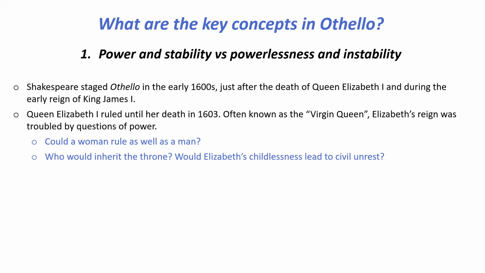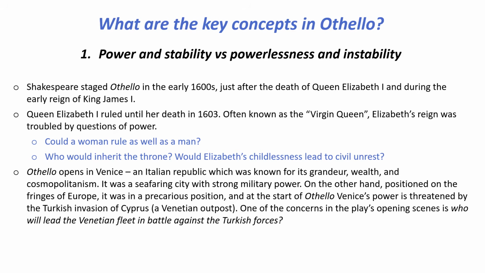And obviously we know from history that that was James I, who had been King of Scotland, and then he brought Scotland and England together and he became king. And we didn't have that civil unrest, but it was still a question that was very much in the air at the time. Now, I'm looking at Othello and how it links to this.